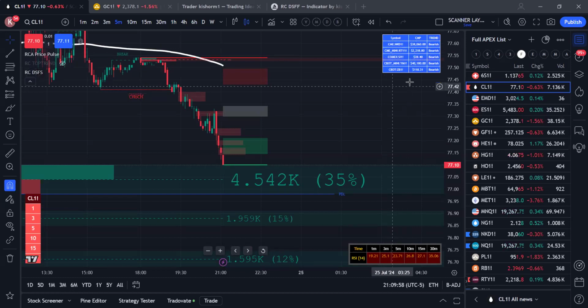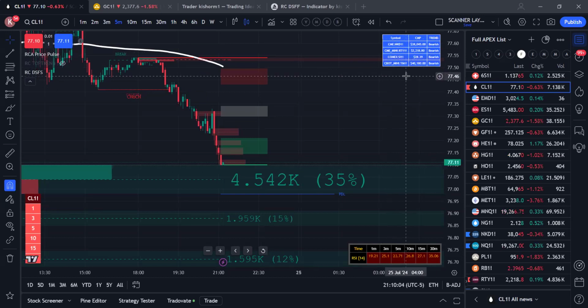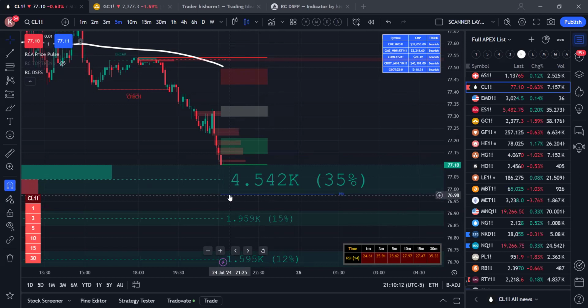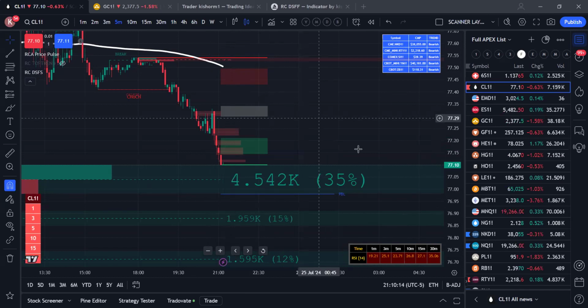So if you don't have anything in green or anything in orange, then better wait for the right opportunity. So crude oil, we have a huge buy order block. Maybe it may come to this 76.98 and then start moving up.